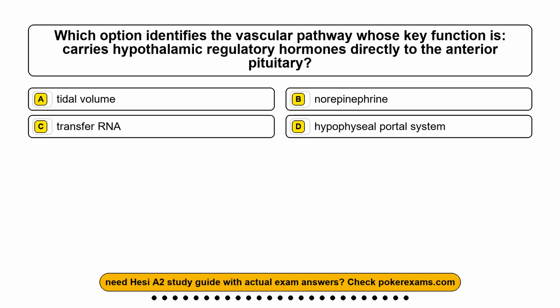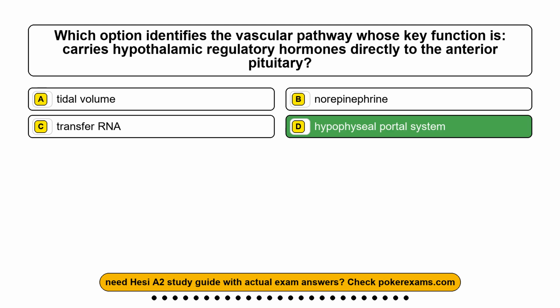Question 22. Which option identifies the vascular pathway whose key function is: carries hypothalamic regulatory hormones directly to the anterior pituitary? Option A, tidal volume. Option B, norepinephrine. Option C, transfer RNA. Option D, hypophyseal portal system.